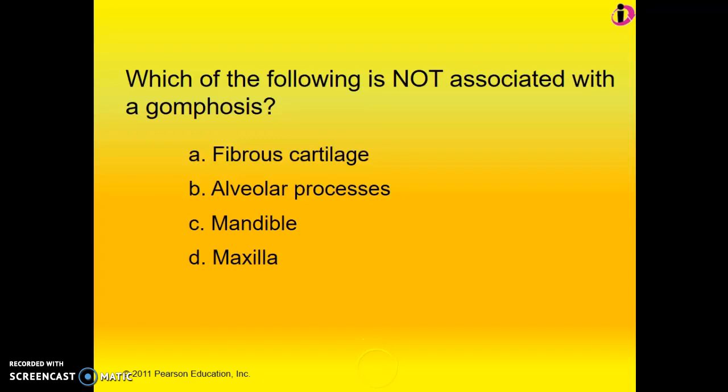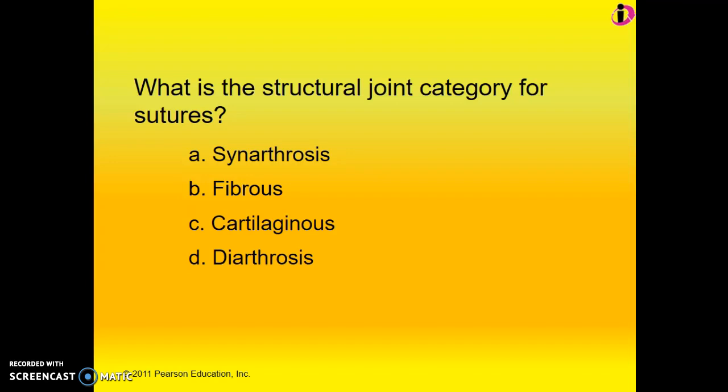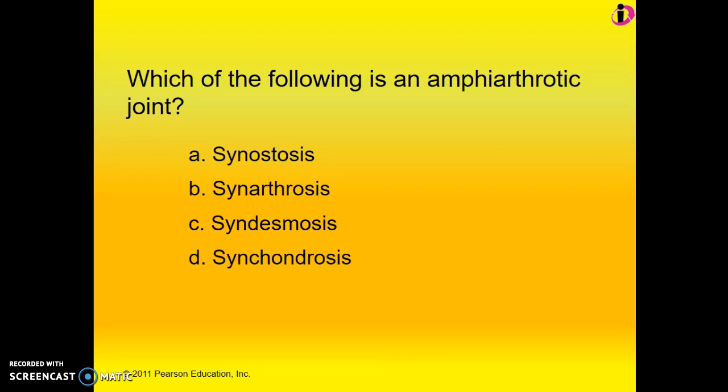Which of the following is not associated with a gomphosis? Fibrous cartilage. What is the structural joint category for sutures? Fibrous. Which of the following is an amphiarthrotic joint? Syndesmosis. These joint categories would be great on flashcards.